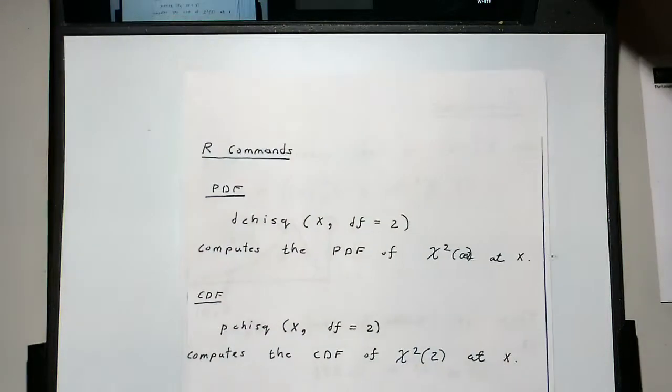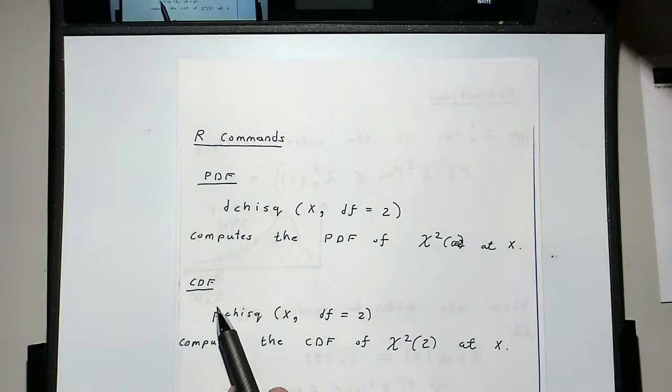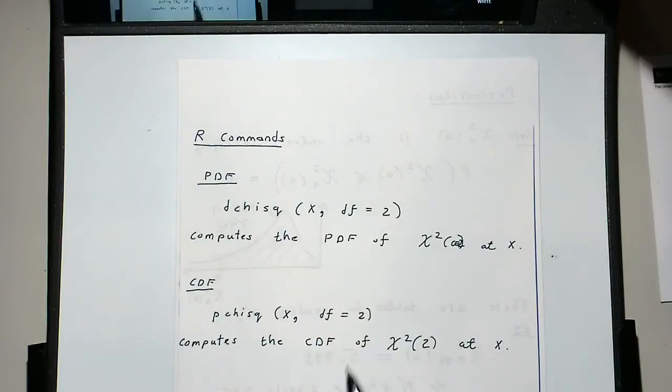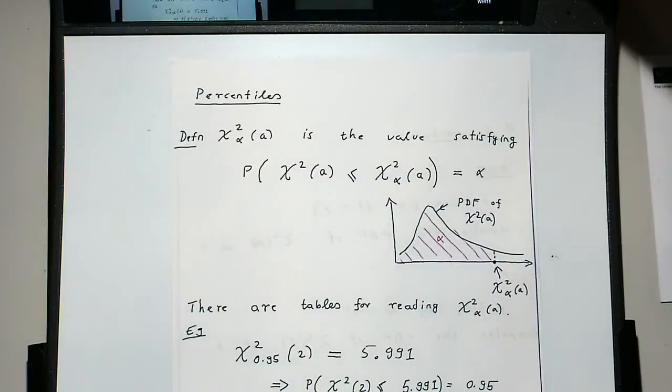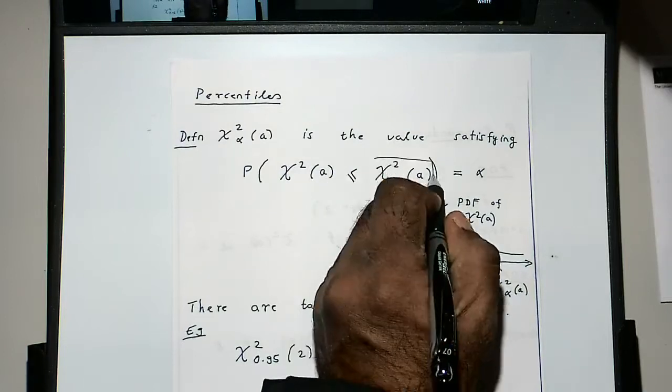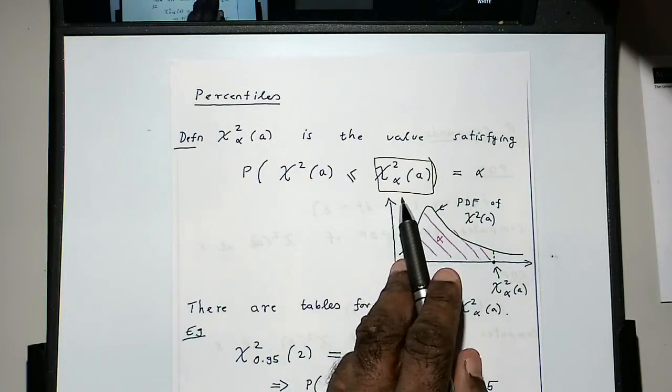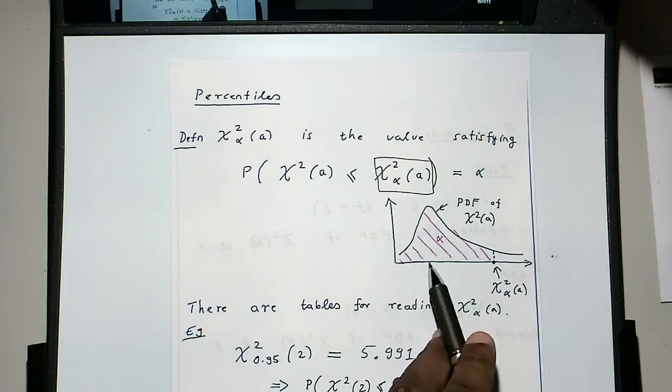The R commands for the PDF and the CDF of chi-squared are this and this, and DF denotes the value of the degree of freedom parameter, right? The percentiles of chi-squared are denoted by this, right? And what this means is the area to the left of this is equal to alpha.